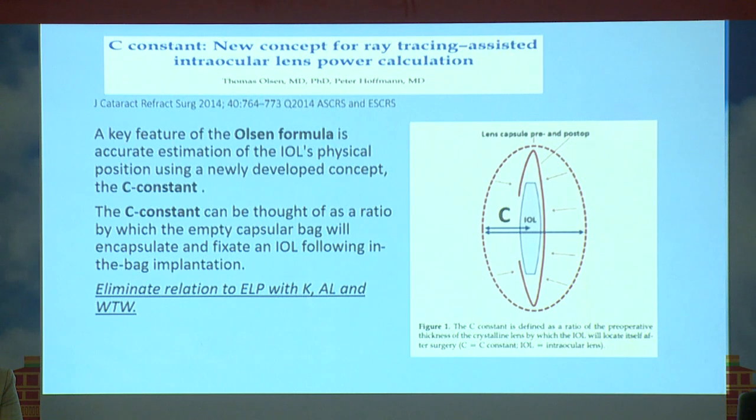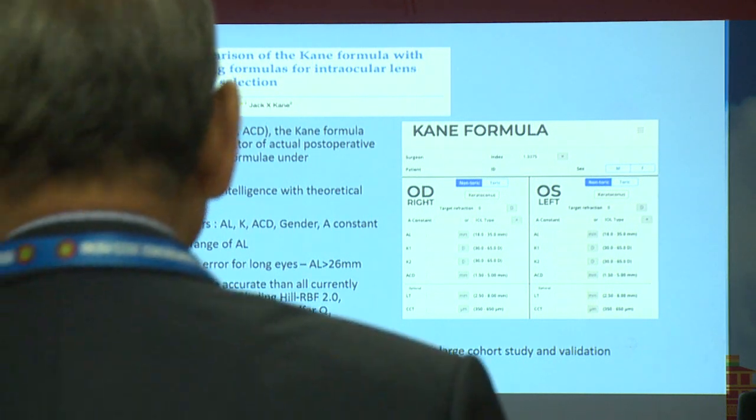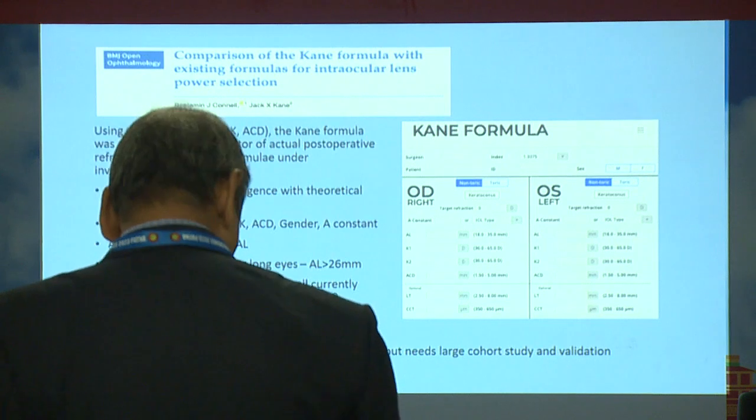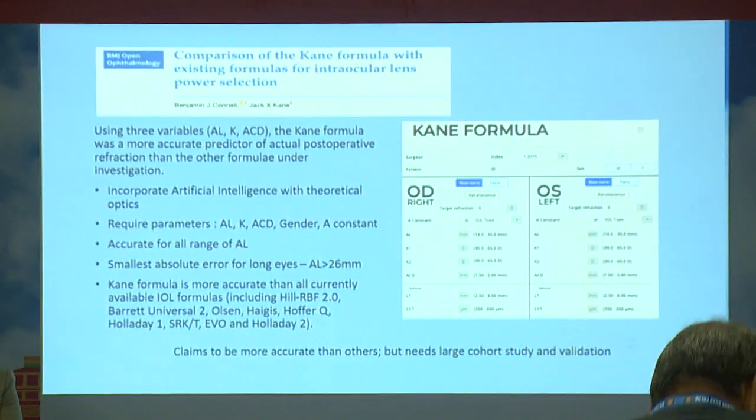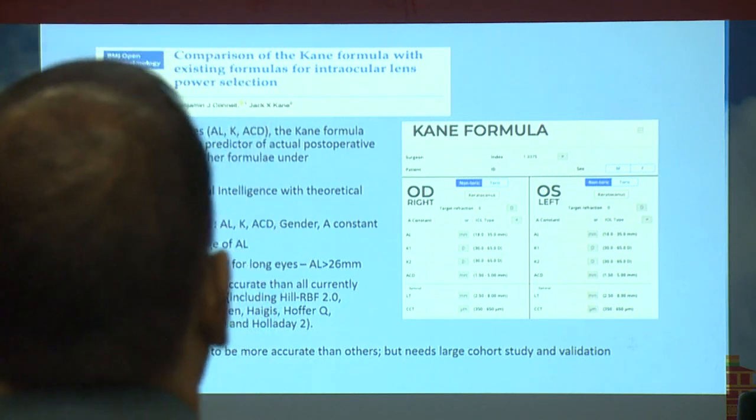Here it estimates the lens position with K, axial length, and the W. But here it is important that the expected lens position is not considered, so it is better than other regression formulas. Now come to the Kane formula. It also incorporates artificial intelligence with theoretical optics. Here three parameters are considered: axial length, K, and ACD. Here again, the expected lens position is not considered, so it is better than others.